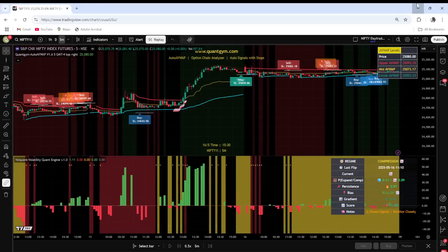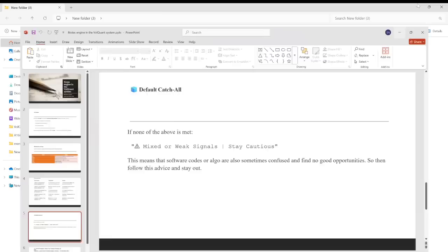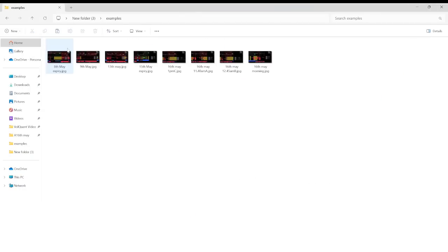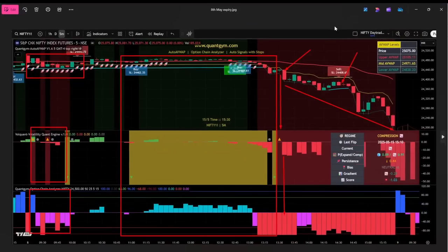I can show you some more examples, including all the things which I have seen. Okay, this is 8th May. Now I have 2 indicators attached out here. One is the VolQuant, the first panel. This panel is the option chain analyzer, which analyzes the option chain and gives you bullish, bearish. And this one is your AVWAP.